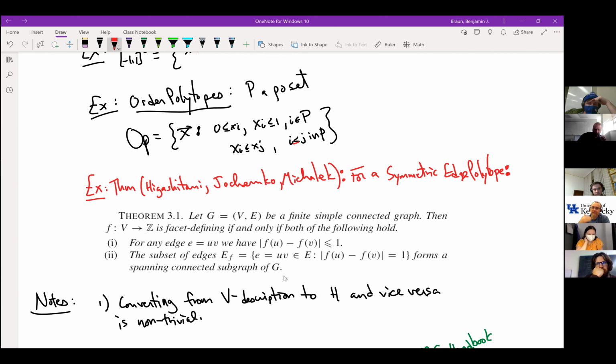So for example, if you want to understand the structure of the half space description for these symmetric edge polytopes, you have to first understand all of the spanning connected subgraphs of G. And then for each of those spanning connected subgraphs, you have to ask, is there an integer labeling of the vertices that satisfies the condition that in absolute value, I differ by at most 1 from one vertex to the next that's adjacent. So that's not a straightforward thing to do.